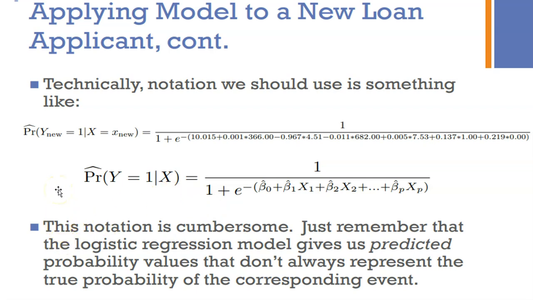This notation is cumbersome. Just remember that the logistic regression model gives us predicted probability values that don't always represent the true probability of the corresponding event. What that means is this is a calculated probability. It's not 100% correct. It's not 100% accurate. It's accurate up to a certain point, maybe 90%, 95%, depending on how you decide to create a model and how you want to use it, but not 100%.